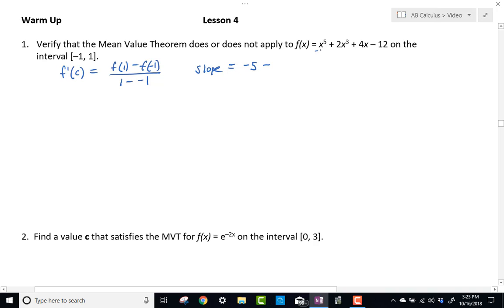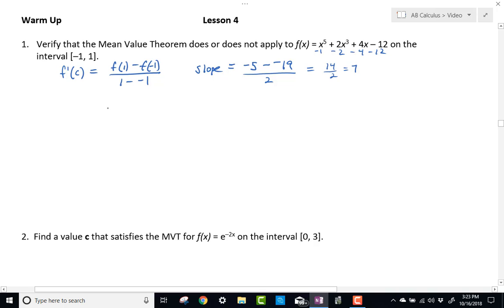This is going to be -1, this is going to be -2, this is going to be -4, and -12. So that's -3, -7, -19. So we're going to subtract -19 all over 1 minus -1, which is 2, and -5 plus 19 is going to be 14 over 2, and so my slope is 7. So I'm supposed to show that the derivative is equal to 7 in that interval.